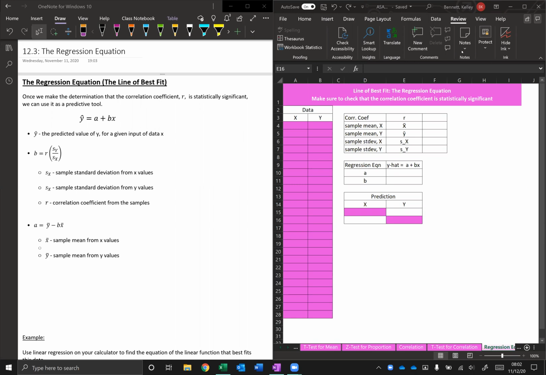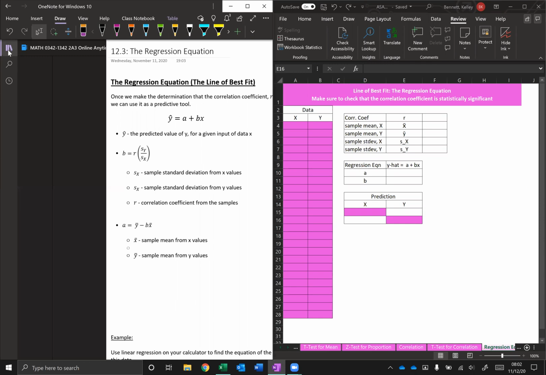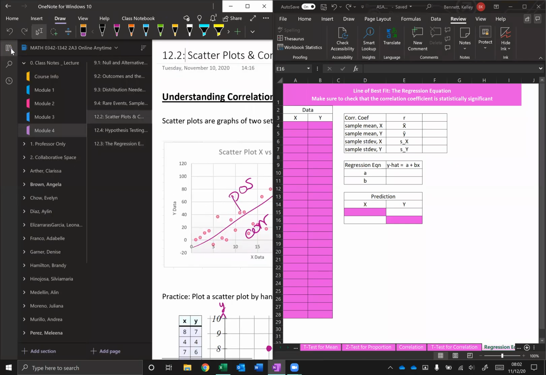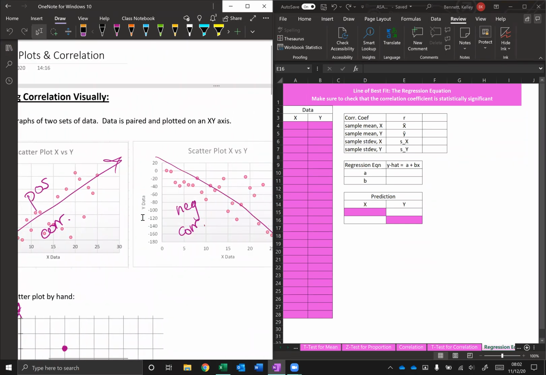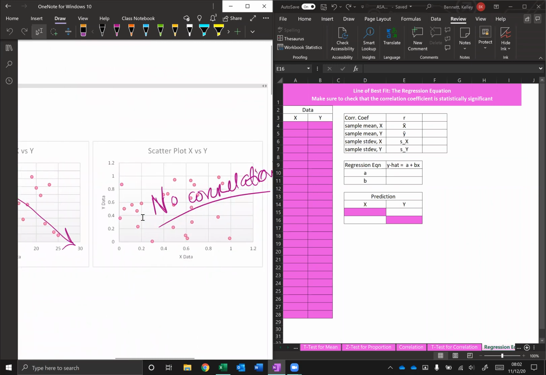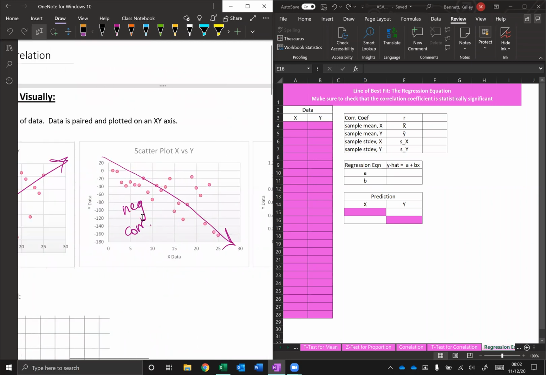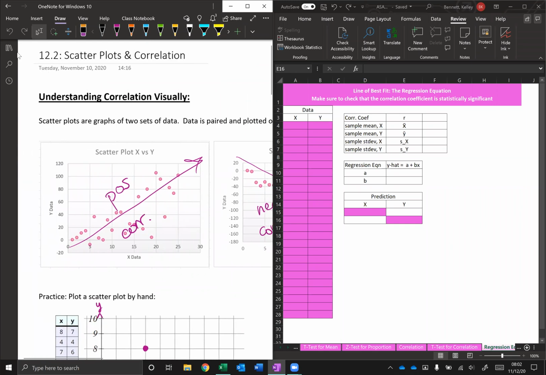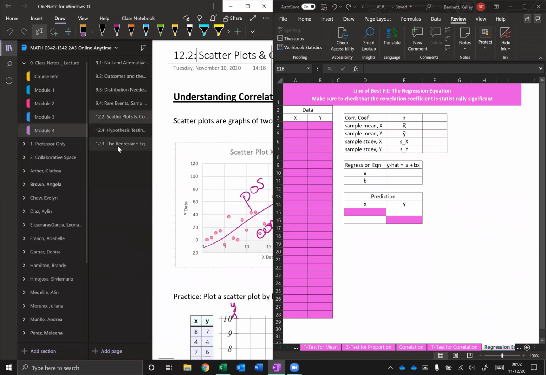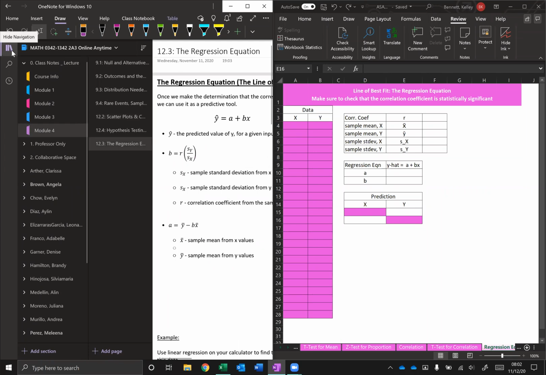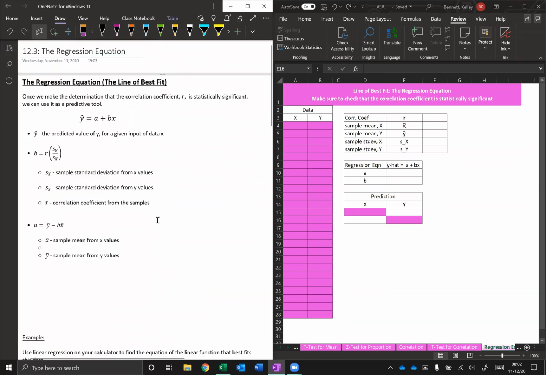So recall that when we were talking about scatter plots and correlation, we were saying, hey, can I draw a line through this data? Let's go back and look at that real quick. Can I draw a line through this data? Is that going to help me figure out what the trend is? And so now we're actually going to do that. We're going to see if we can get a line through this data that tells us something useful, helps us model, helps us predict.